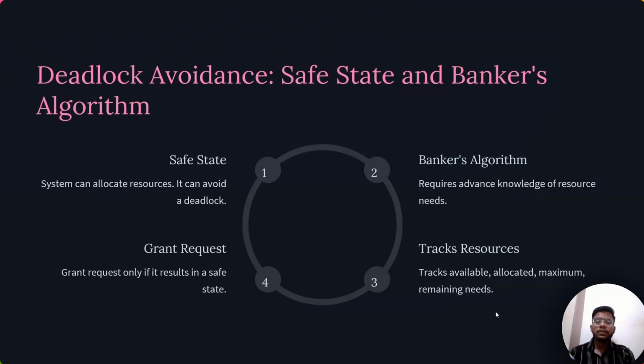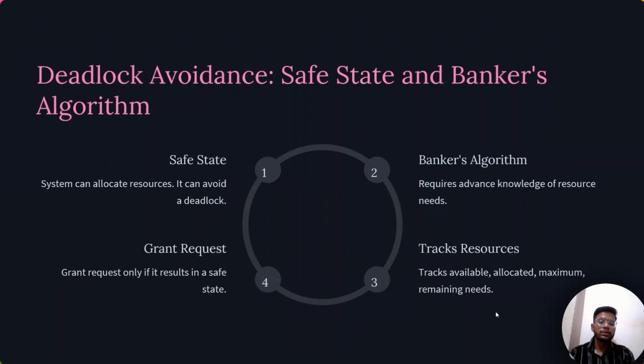Now deadlock avoidance. How do we avoid deadlock in a process? We can use two algorithms: the safe state algorithm and the Banker's algorithm. In the safe state algorithm, the system allocates resources so it can avoid a deadlock, in which a resource used by one process cannot be used by another process at the same time. In this way, we divide the resources not simultaneously but in an appropriate manner. Now we have the Banker's algorithm. In the Banker's algorithm, we use advanced knowledge of resource need to manage resources between two processes so that no deadlock happens in a system.